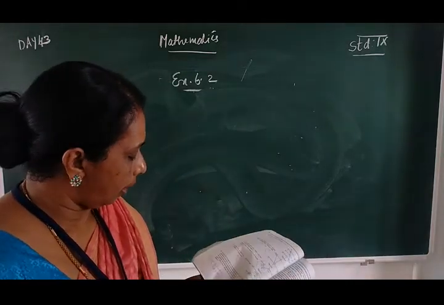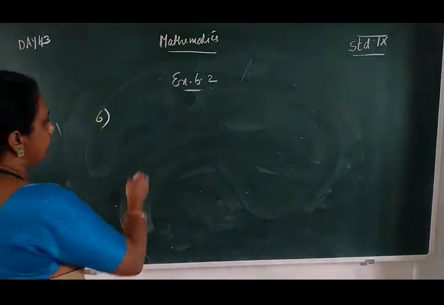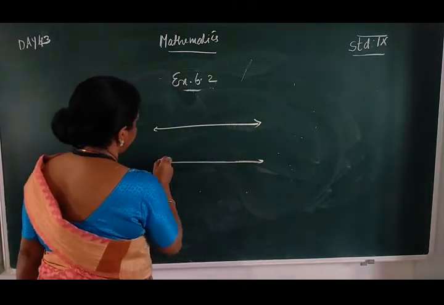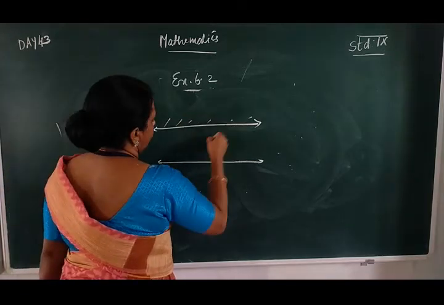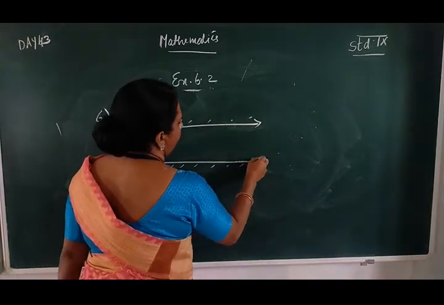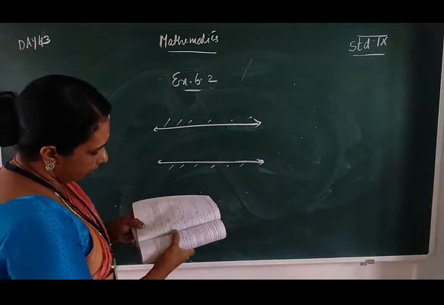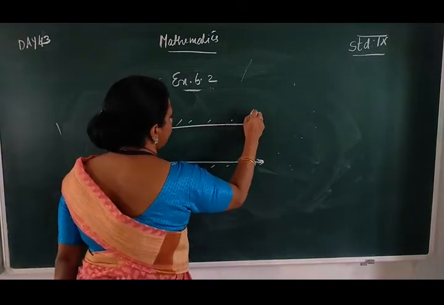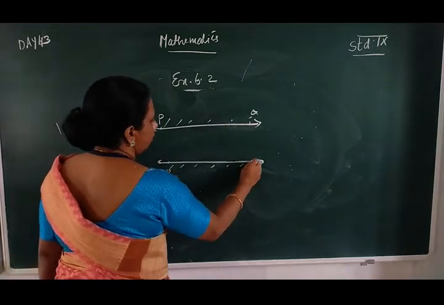PQ and RS are two mirrors placed parallel to each other. Mirrors are placed parallel to each other. Names are PQ and RS: P, Q, R, S.